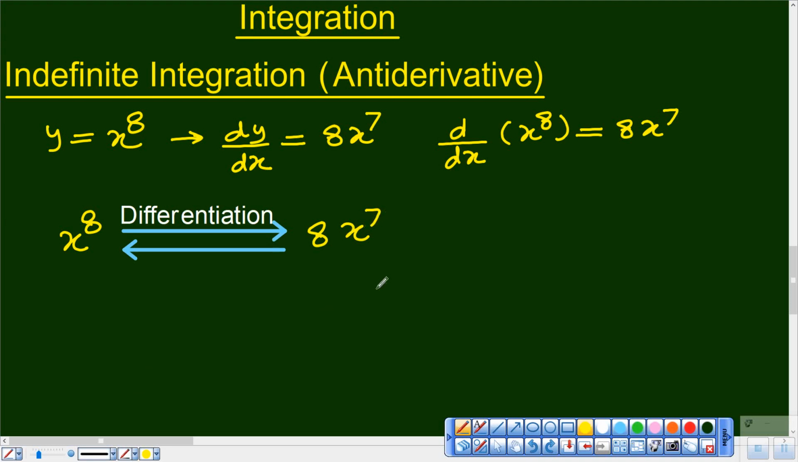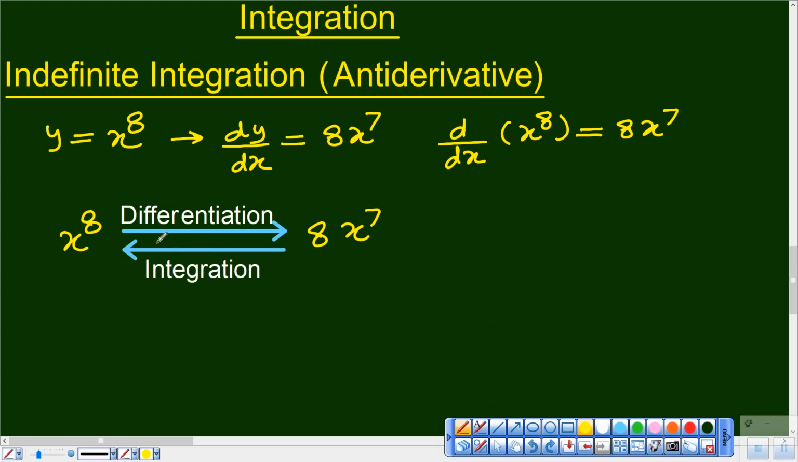Is there any way I can get x raised to the power 8 from 8x raised to the power 7? That is, from here to here, this arrow. That has to be a process which is the inverse of the differentiation process. This process to retrieve x raised to the power 8 from 8x raised to the power 7 has to be some kind of inverse of this d by dx process. And precisely this process is known as integration.